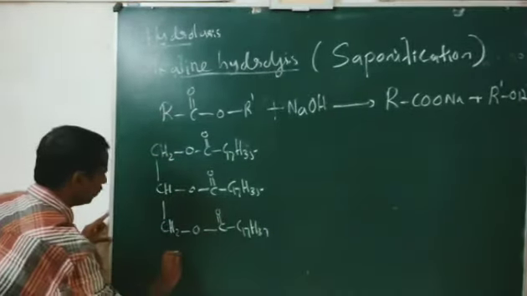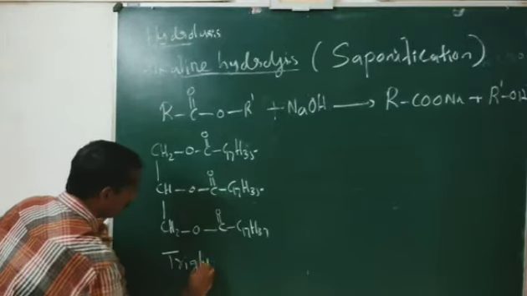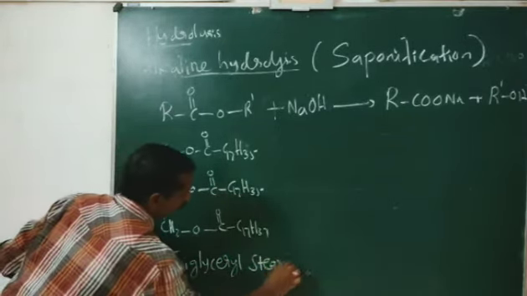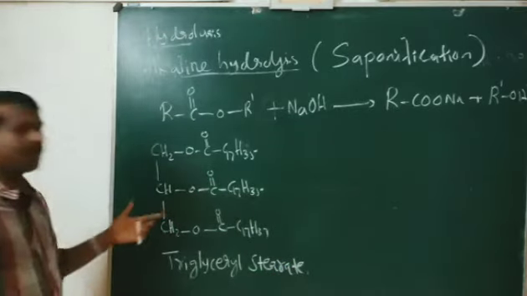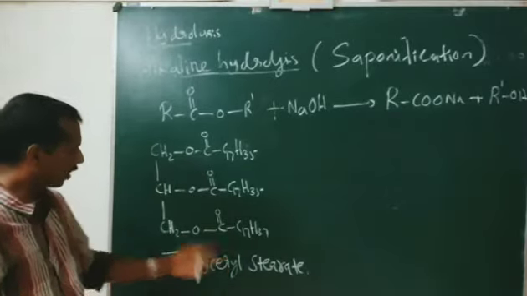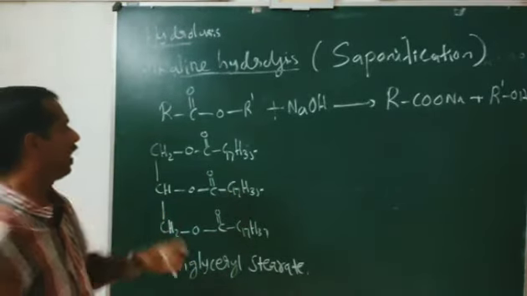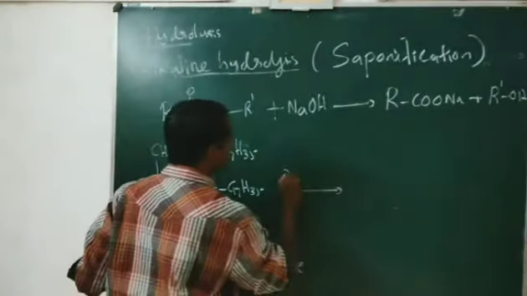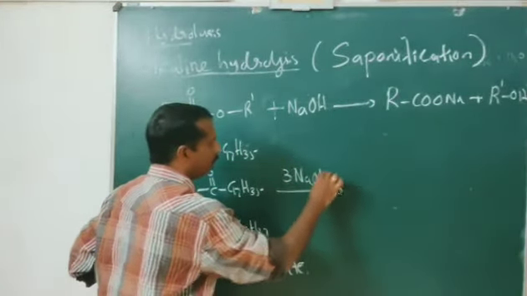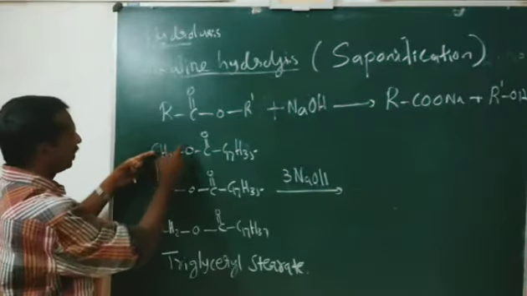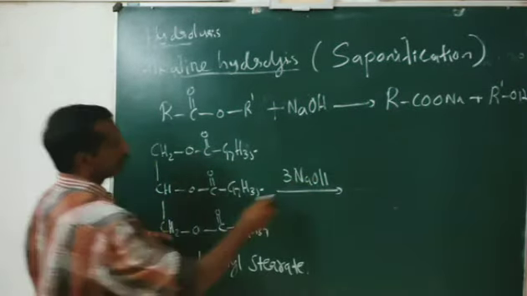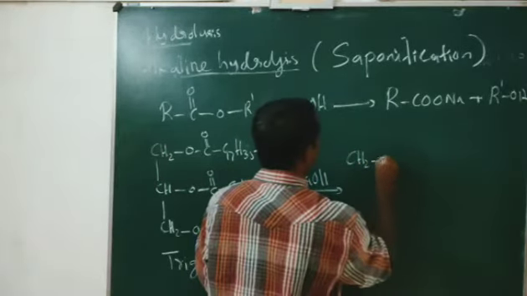So it is triglyceryl stearate. This is an ester present in fat or oil. When it is treated with NaOH, you need 3 molecules of NaOH. Then what will happen? You can see that this part CH2O will take H, giving CH2OH.